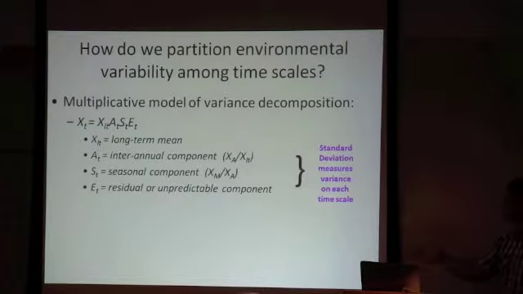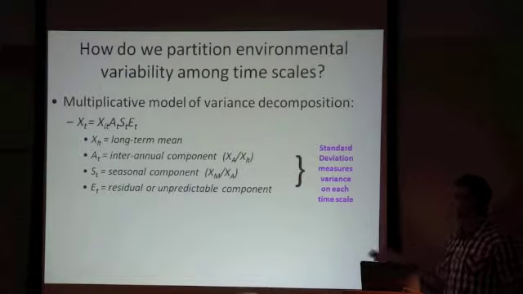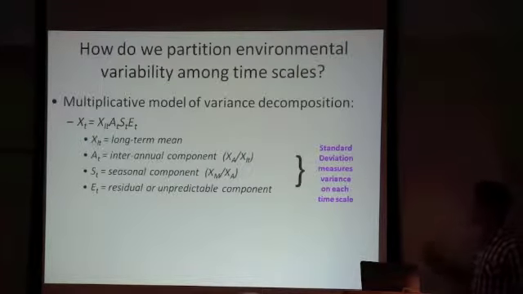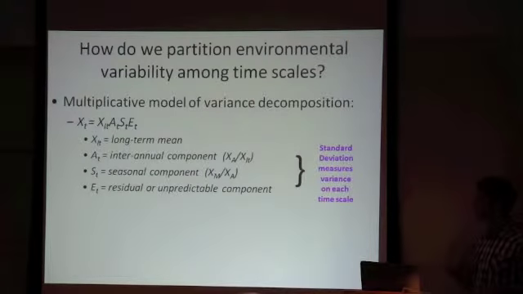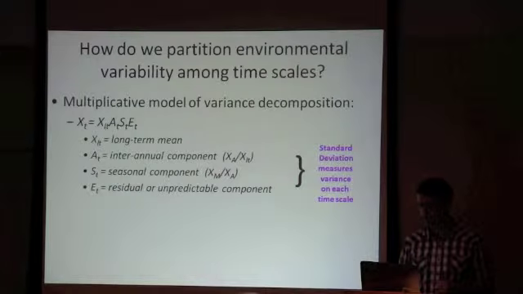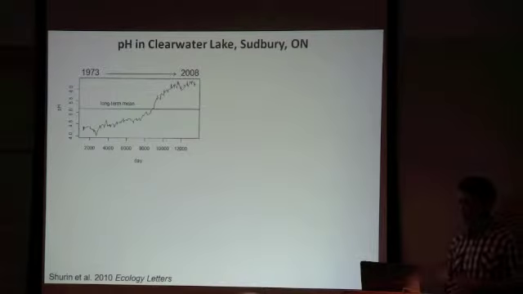And then the standard deviation across that time series is a measure of the variability on each time scale. So the good thing about this is it allows you to compare variability in things that are measured in different units, like temperature and pH. And so you're measuring in terms of a percentage of the mean. So each variation is a variation in terms of percentage of the mean. Okay, so what does that look like?